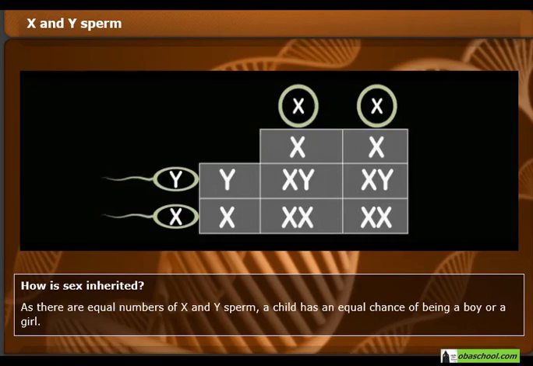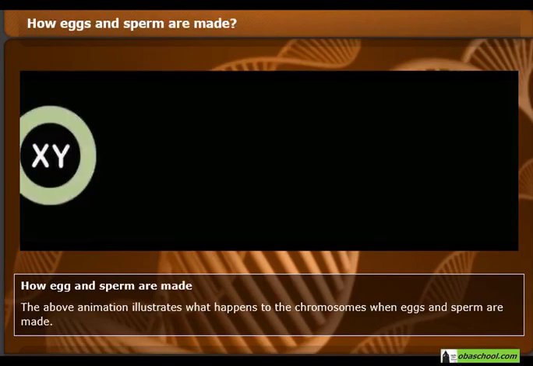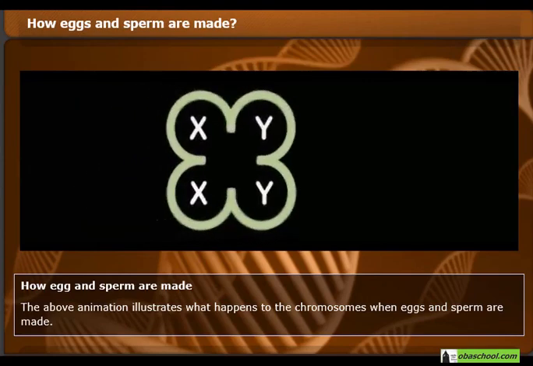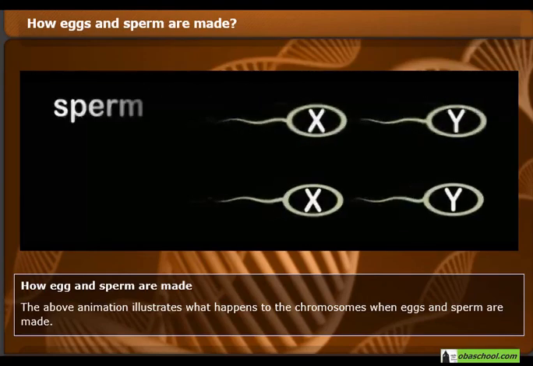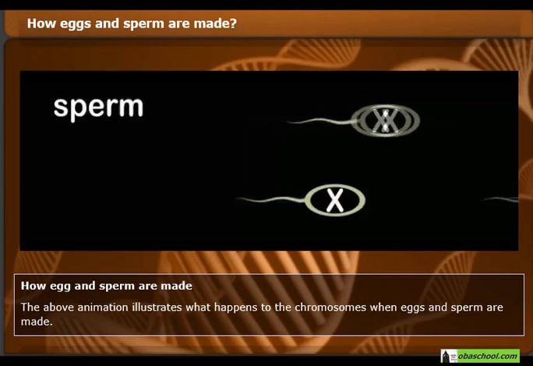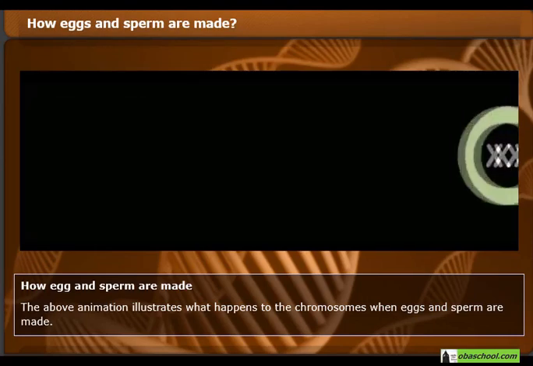How is sex inherited? As there are equal numbers of X and Y sperm, a child has an equal chance of being a boy or a girl. How eggs and sperm are made. The above animation illustrates what happens to the chromosomes when eggs and sperm are made.